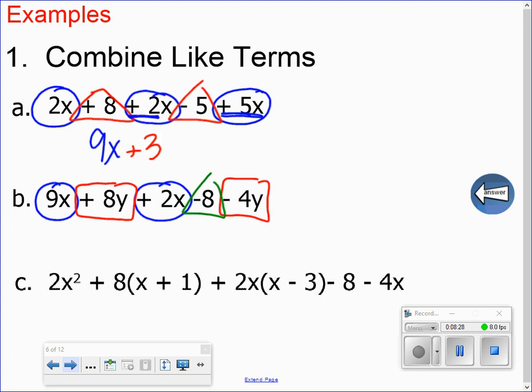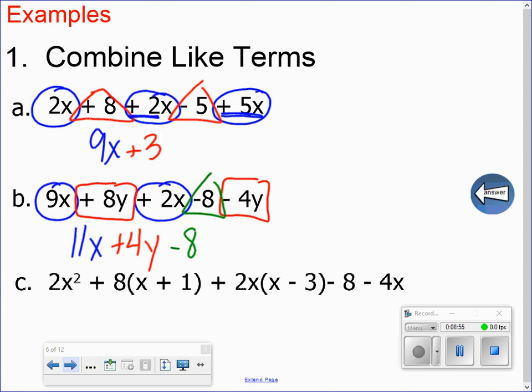So we're going to do the 9x and the 2x first. 9x plus 2x, remember to include the operation in front, that's going to tell us if we need to add or subtract. 9x plus 2x, that's 11x. 8y minus 4y, that's positive 4y. And then we have the minus 8 that's hanging out here on the end. And so this would be our like terms here.